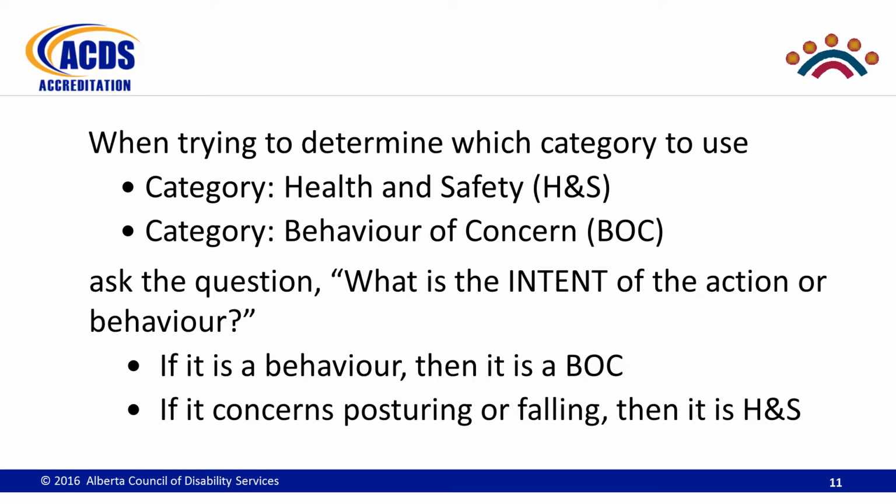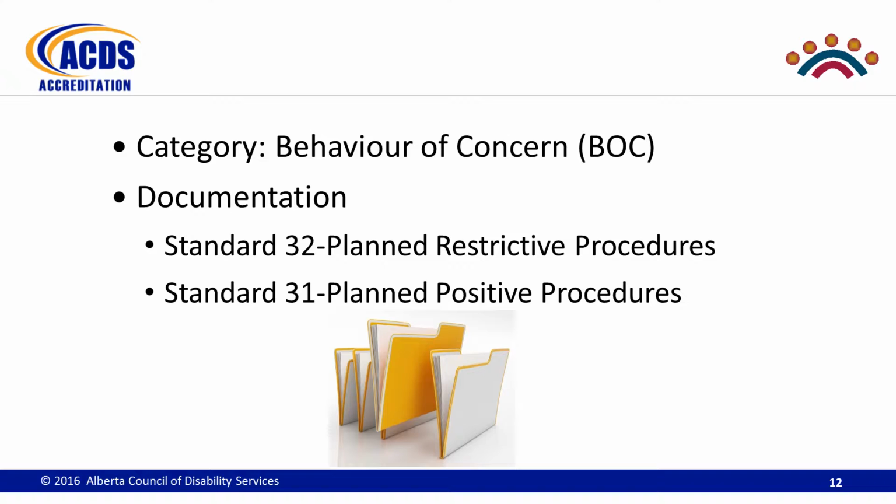When trying to determine the difference between health and safety or behavior of concern as a category, ask yourself what is the intent of the behavior or the action you are addressing. If it is indeed a behavior, it falls under behavior of concern. Issues like posture or falling are not behaviors, and they are health and safety concerns, and fall under that category. When an AT or EI falls under the behavior of concern category, all documentation must meet the requirements outlined in Standard 32 around planned restrictive procedures, or in some cases, Standard 31 around planned positive procedures.